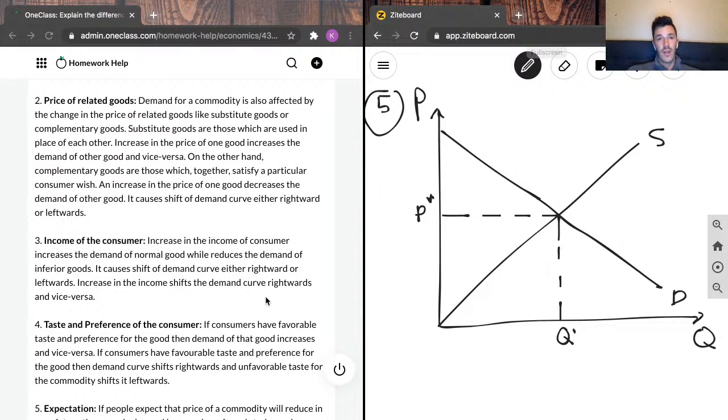On the other hand, complementary goods are those which together satisfy a particular consumer wish. Increase in the price of one good decreases the demand of the other good. It causes a shift of the demand curve, either rightwards or leftwards. So for example, all the burgers at all these burger places, the price goes through the roof. As a result, the demand for burgers is going to go down, but the demand for fries is also probably going to go down because you normally buy them in tandem. So if price for a burger went through the roof, the demand for burgers would shift to the left.